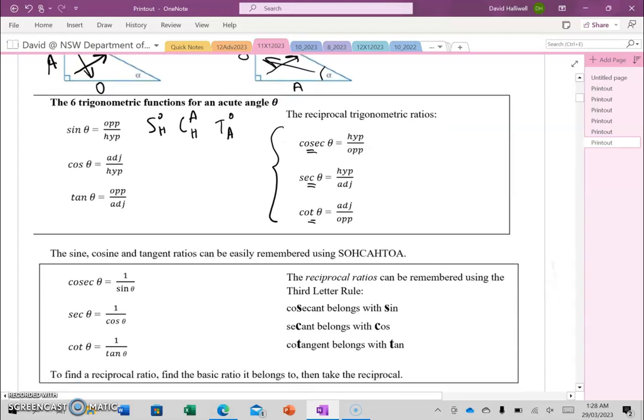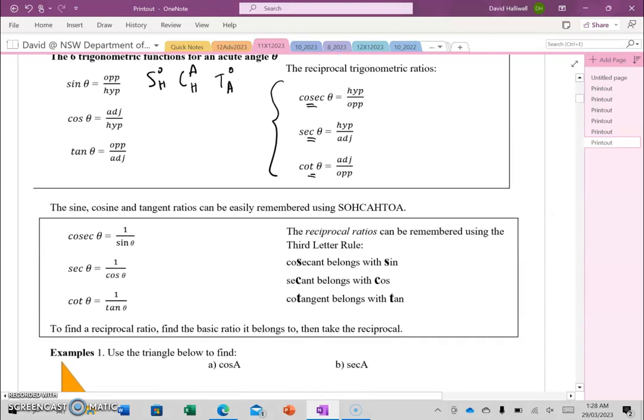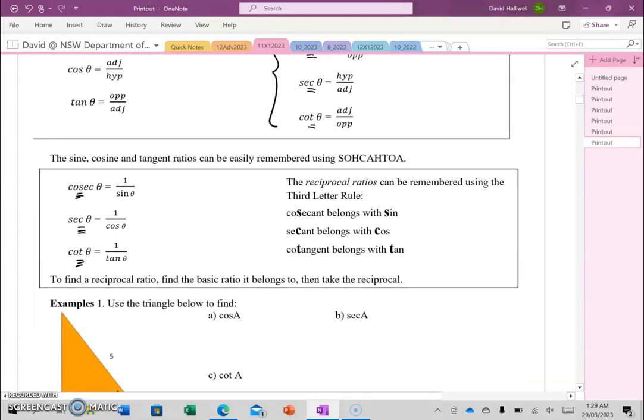And the way you remember which one's which, that cosec is 1 over sine, sec is 1 over cos, and cot is 1 over tan, is you look at the third letter. So cosec, its third letter is S, so it's 1 over sine. Sec's third letter is C, so it's 1 over cos, and cot's third letter is T, so it's 1 over tan. So you remember the reciprocal ratios by looking at the third letter. We call it the third letter rule.